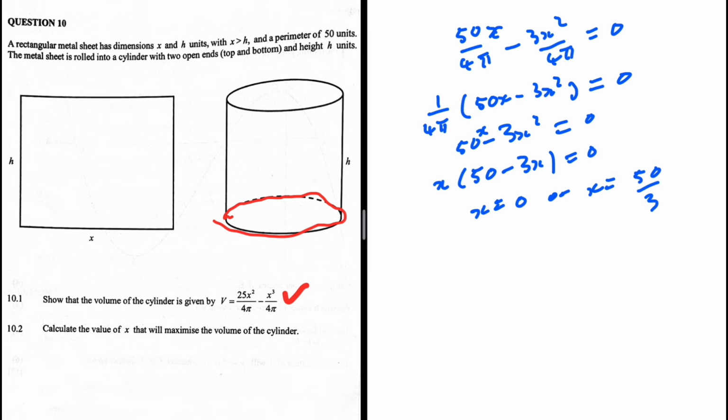Right, so when we substitute 0 into V, we get 0. And then when we substitute 50 over 3, what do we get? So our answer here, 50 over 3.